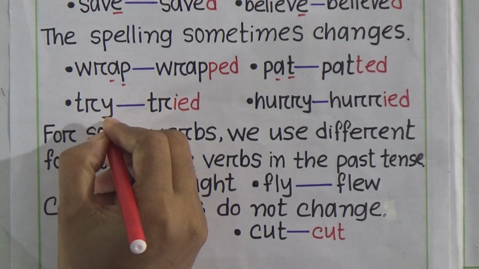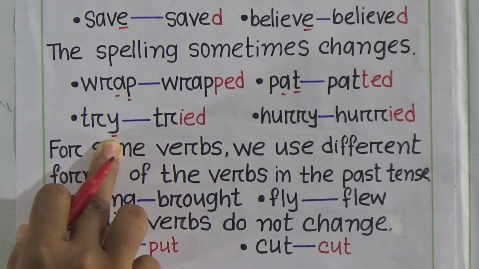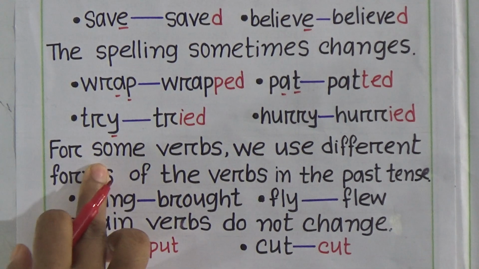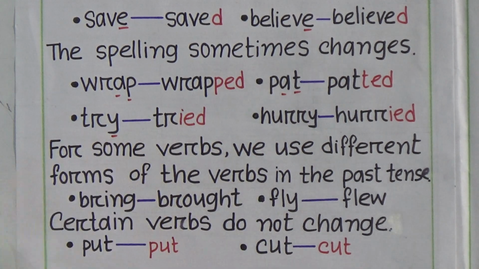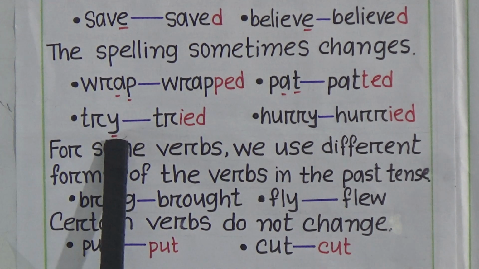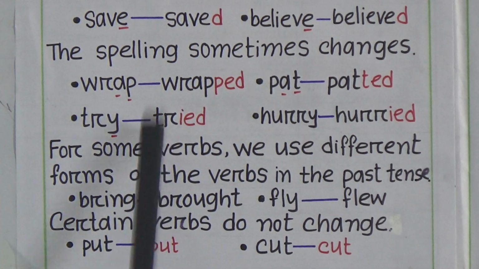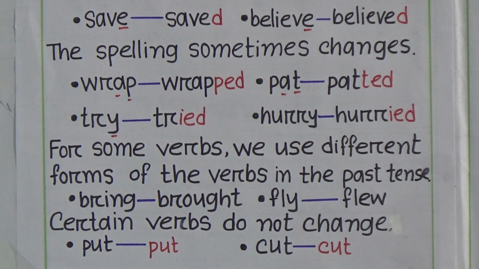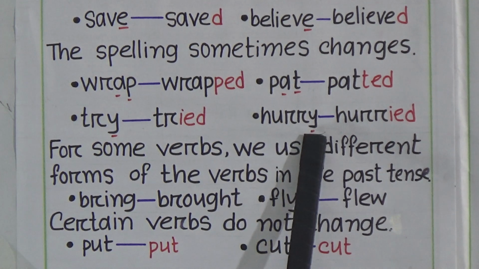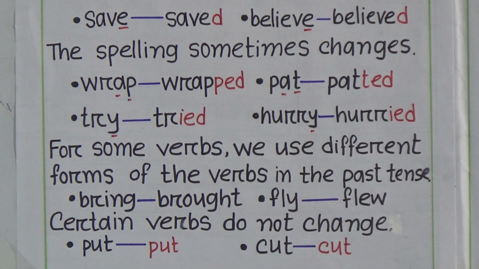And look here, try, tried, hurry, hurried. Here we find Y at the end of the word. So if you find Y at the end of a word, you have to erase it and add IED instead of Y. Remember the rule, if you find Y at the end of any word, you have to erase it, and instead of Y, you have to add IED to make it past tense. Like this, here we find hurry. This word also ends with the letter Y. So, instead of Y, we add IED. So, hurry is hurried in past form.